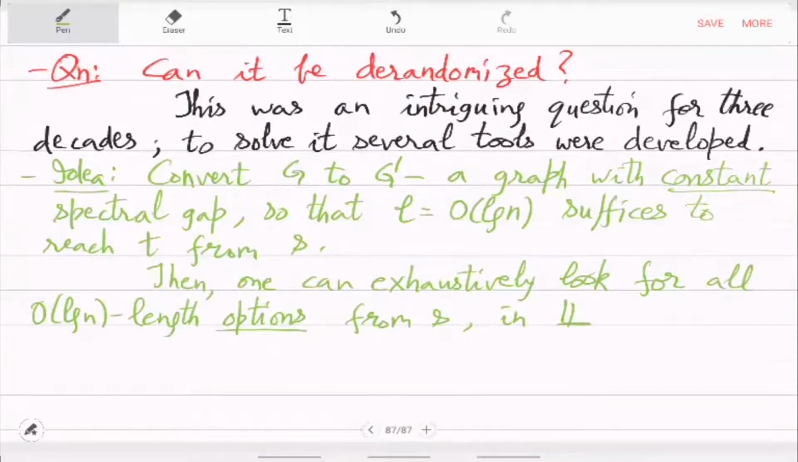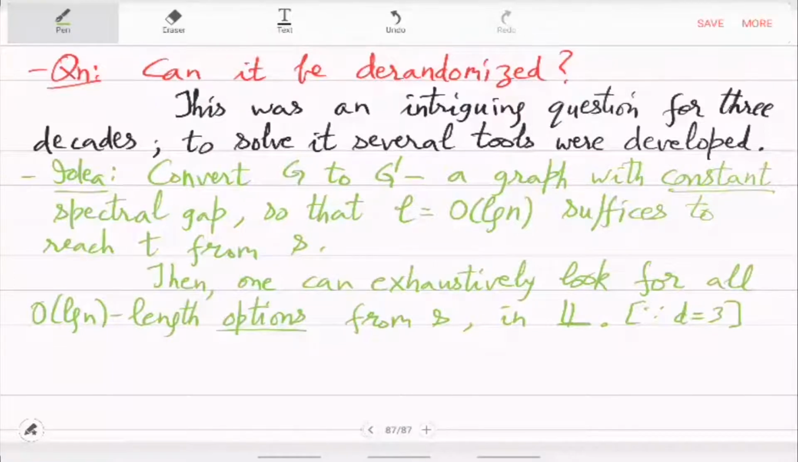In log space, right, because the degree is constant. So since the degree is constant, you can actually try out all possible log n length strings in 1, 2, 3. Right, so that is how you will be able to go over all the paths. Hence, solving connectivity or undirected path question in G in L.